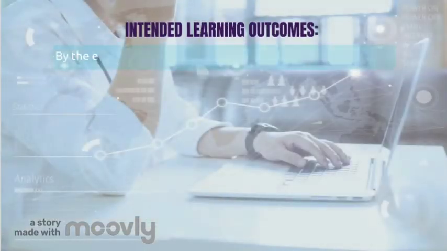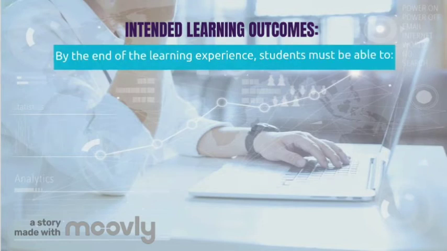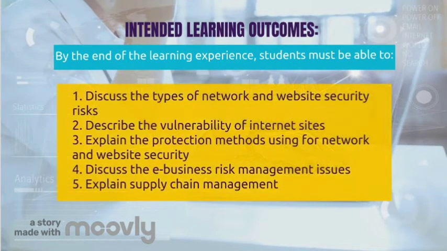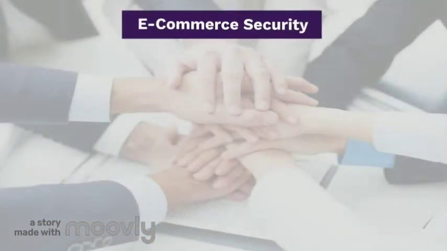Intended learning outcomes. By the end of the learning experience, students must be able to discuss the types of network and website security risks, describe the vulnerability of internet sites, explain the protection methods used for network and website security, discuss the e-business risk management issues, and explain supply chain management.